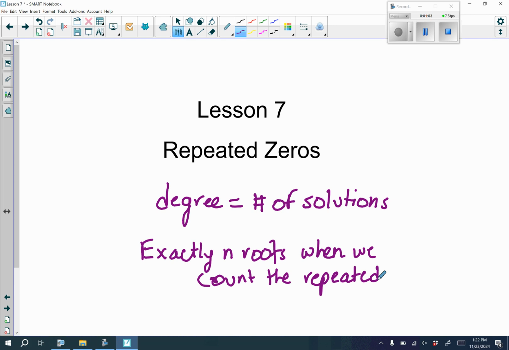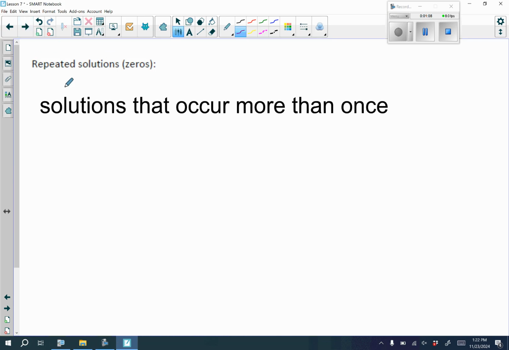Okay, let's go ahead, and we may need to write down vocabulary again. So we've talked about repeated solutions or zeros. Remember, those are solutions that occur more than once. So we're going to be seeing that for today. We've lightly seen it also throughout some of the other lessons. So make sure you pause the video to get this definition down.